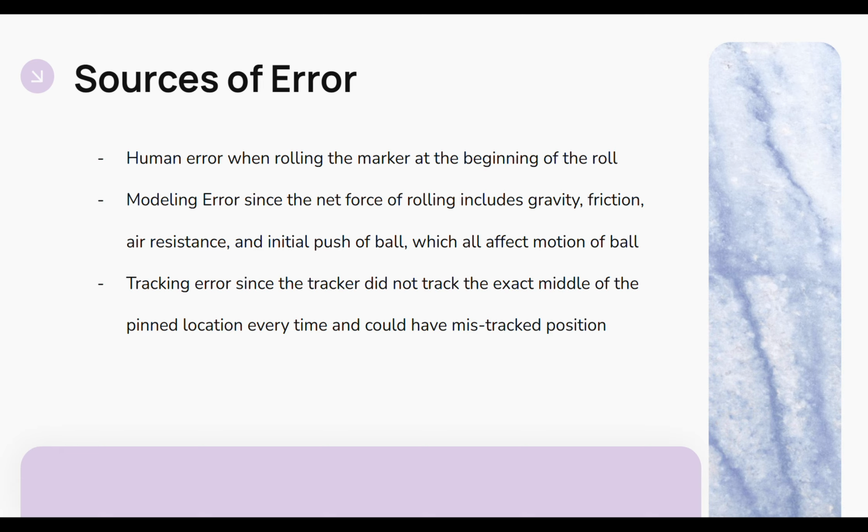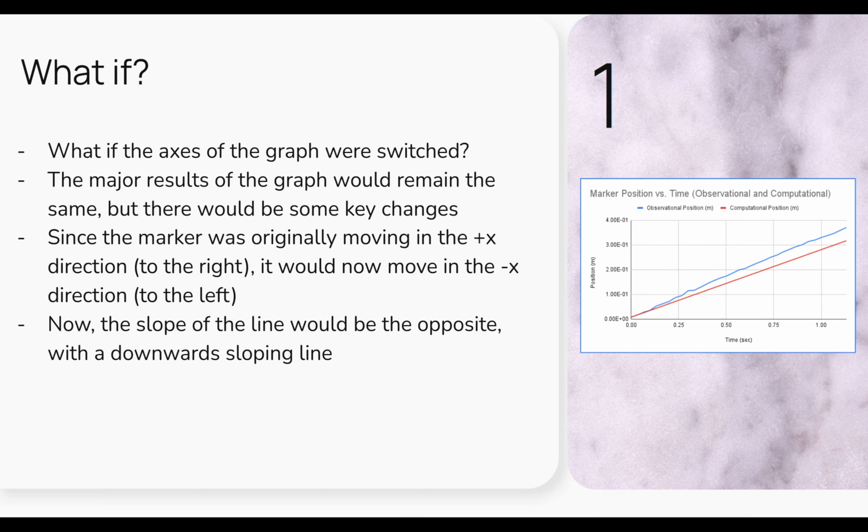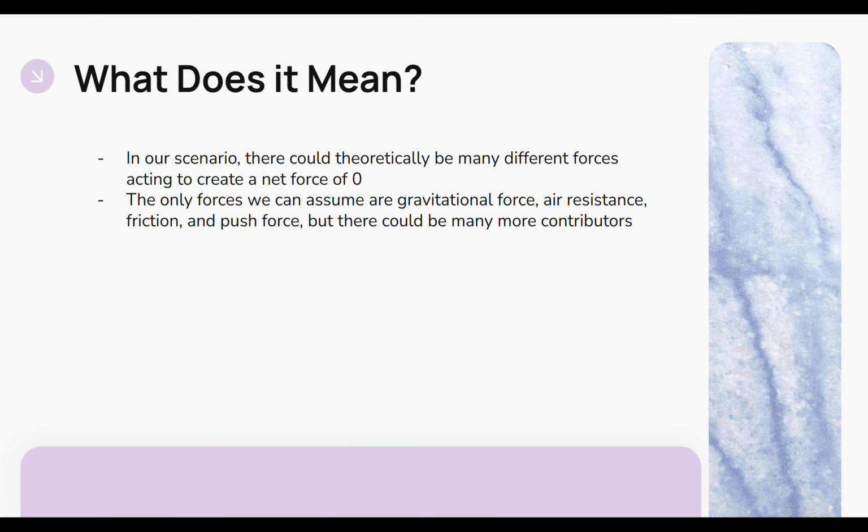Some errors are human error, obviously, modeling error, which could come from gravity, friction, air resistance, and tracking error, that it did not track exactly the exact position of the marker. What if the axes on the graph were switched? The measured results would stay the same, but the slope of the line would flip to -1. That would simply be it.